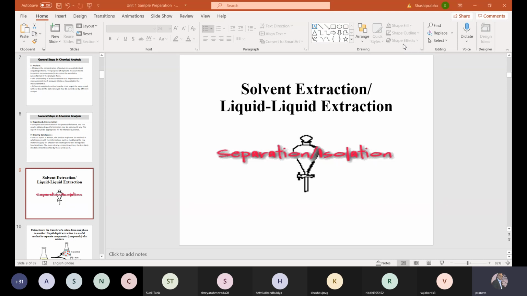But it needs to be attained. It needs to be attained at a definite temperature and pressure. So the most difficult to work with for analysis is solids.